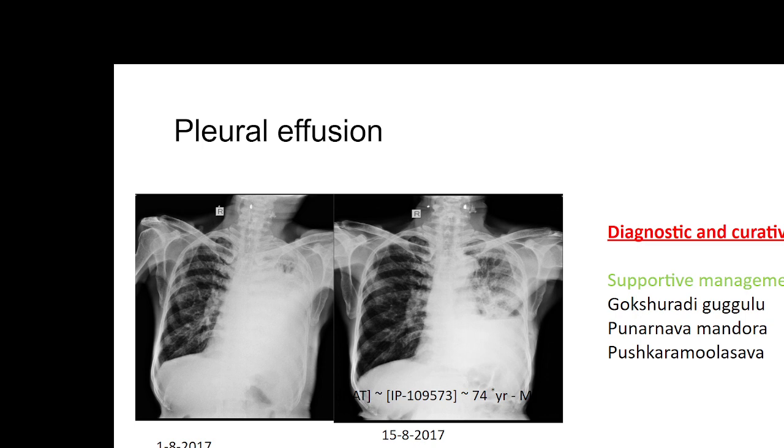Tuberculosis, it would be anti-tubercular treatment. Neoplasm, that is anti-neoplastic treatment. Pyothorax, antibiotic therapy may be required. So I would not say a generalized single entity. Along with that, our drugs can be used. Along with those primary treatment protocols, our drugs can be used, which I would prefer as Goksharavigul, Punarnamda, Pushkara Mulasara.